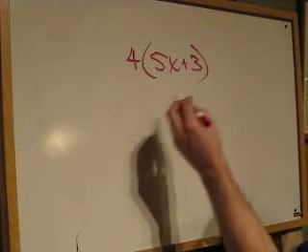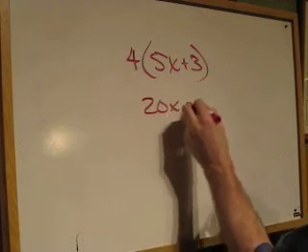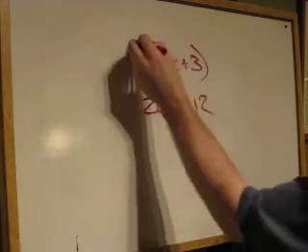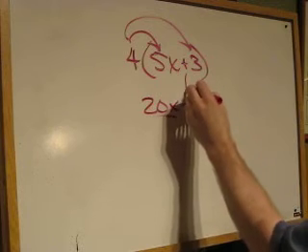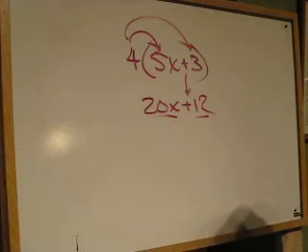Alright, so when you're done you should have gotten 20x plus 12, because we took 4 times 5x and got 20x, 4 times 3 got 12, plus sign came down, and we're good to go.